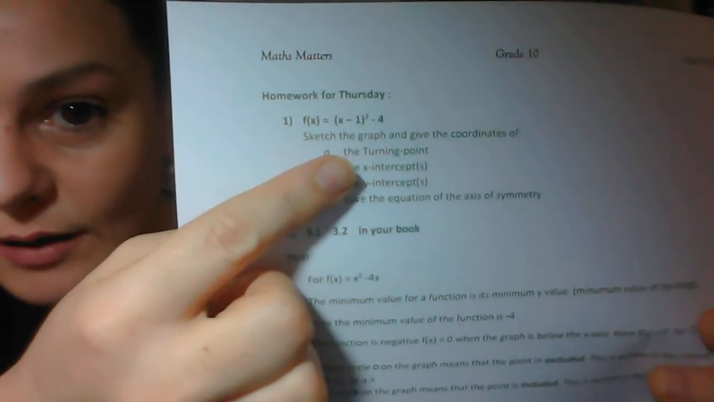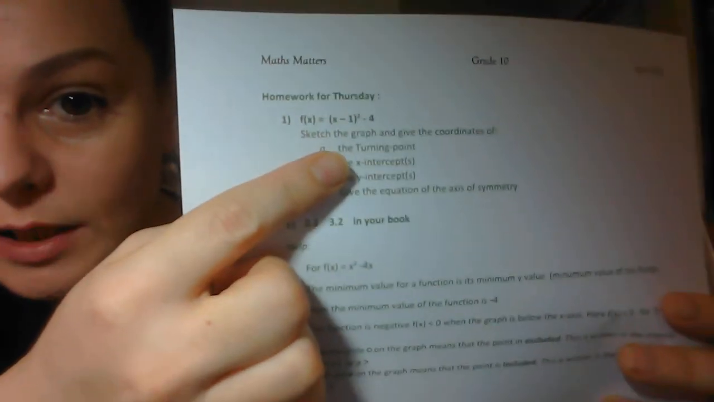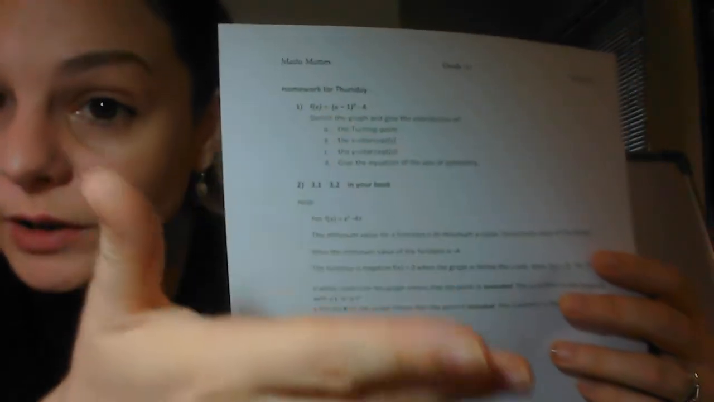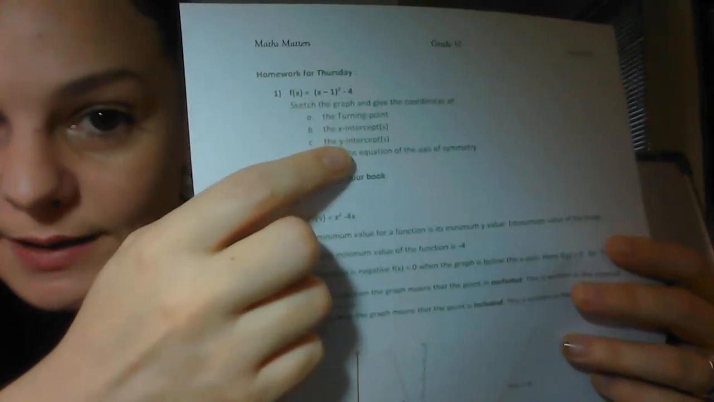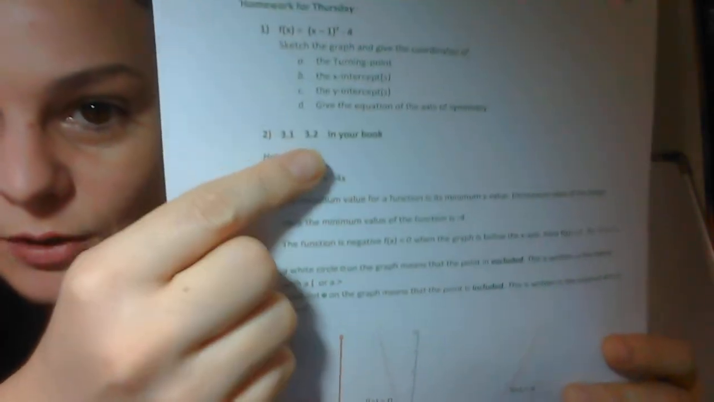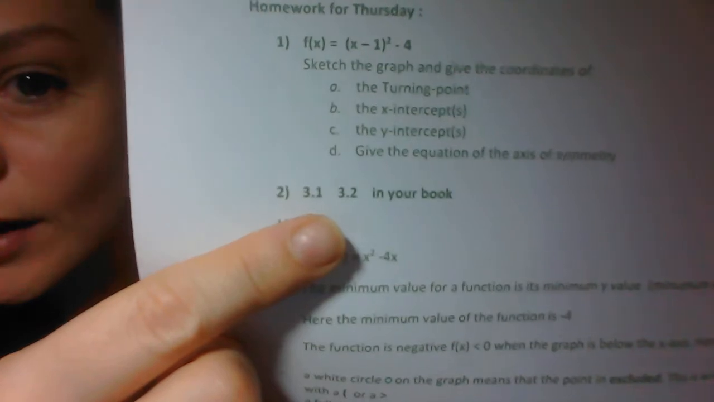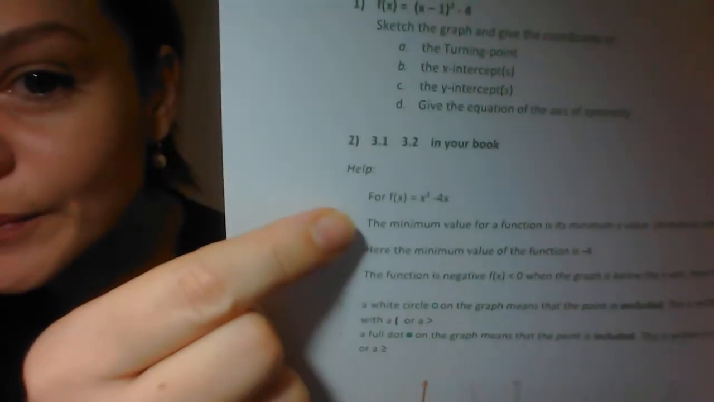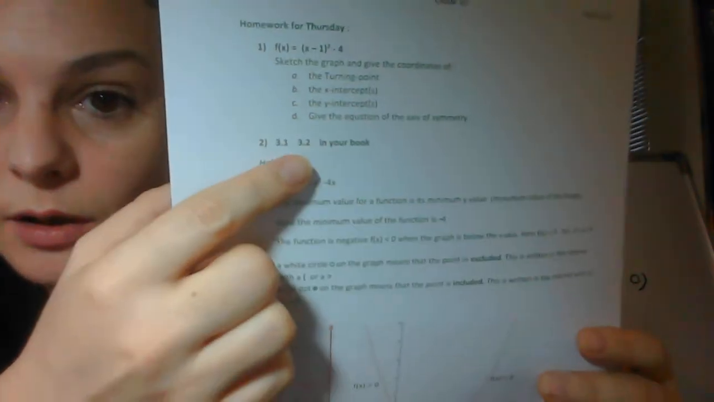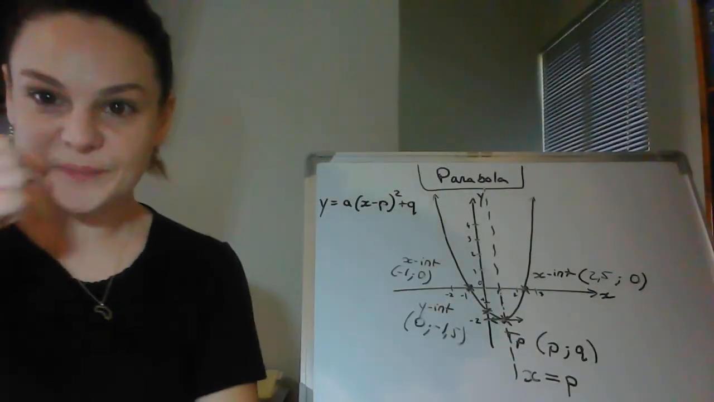And you give me the equation or the coordinates of the turning point, x-intercept 1, 2, or 0, and y-intercept, axis of symmetry. And then you go in your book 3.1 and 3.2. I give you here a bit of summary of previous work to help you with 3.1 and 3.2 in the book.